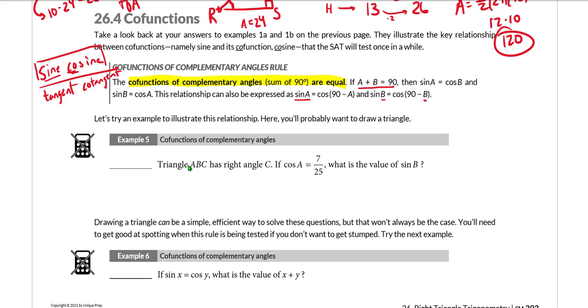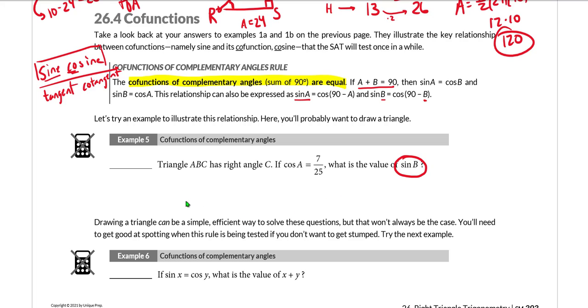In example 5, we have triangle ABC having right angle C. We have cosine of A equaling 7/25, and we need the value of sine of B. That's what they are asking here. If you are really confident with this whole idea of cofunctions of complementary angles, you can do this question in 2 seconds. And that's great. If you feel that way, you can answer this right off the bat. Go ahead and answer it.